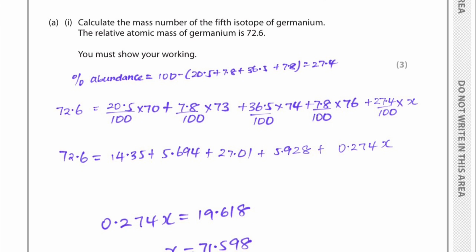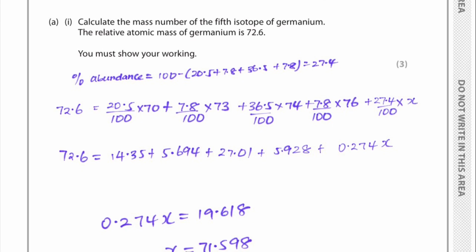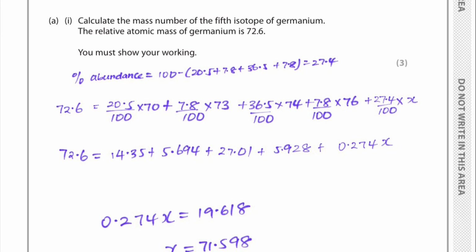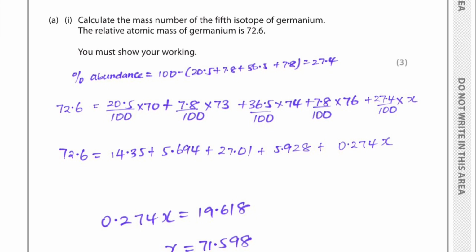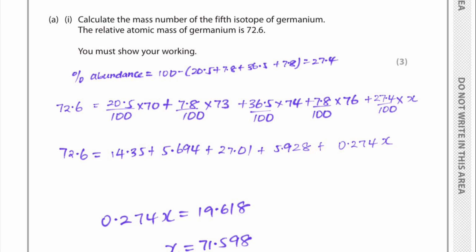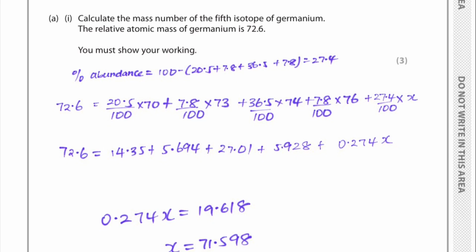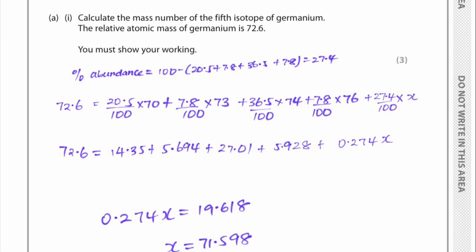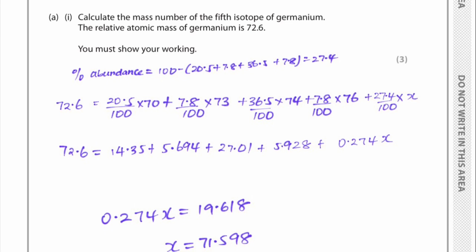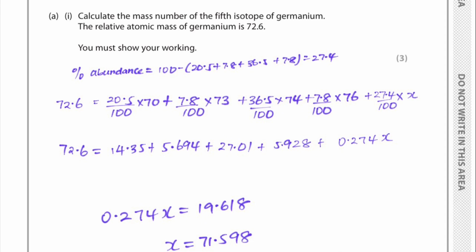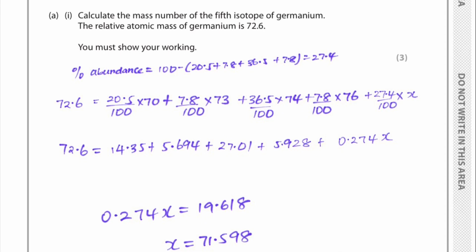First, we're told that germanium has 5 isotopes. 4 are listed in the table and the 5th one is unknown. We're given their mass numbers and percent abundances and told that the relative atomic mass is 72.6. We start by calculating the missing percentage. 100 minus the sum of 20.5, 7.8, 36.5, and 7.8 equals 27.4%.